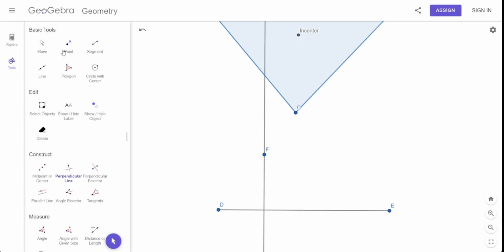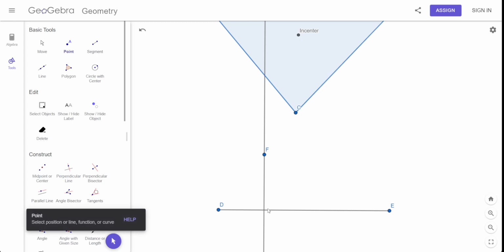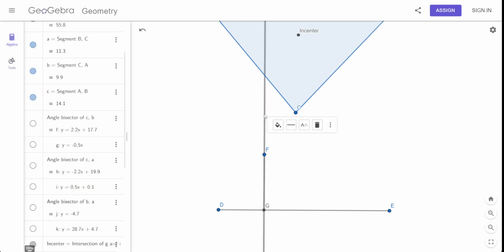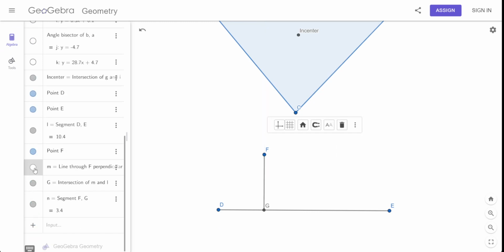No, it's from, let's do this. It's from point F to point what? G. So let me just do that. So F to G. All right, and let's get rid of this big long line right there. Boom. There we go. That's what I want.